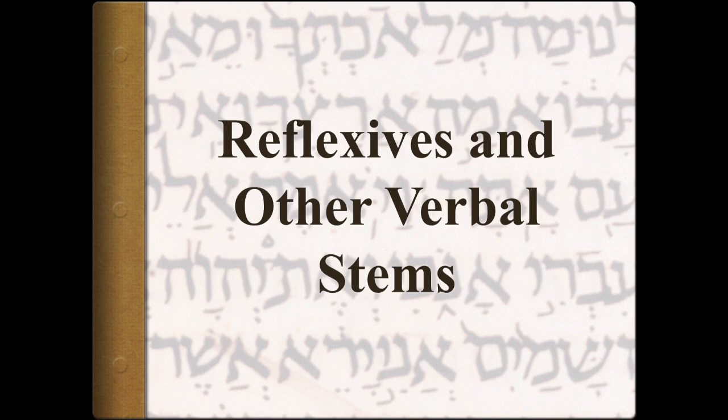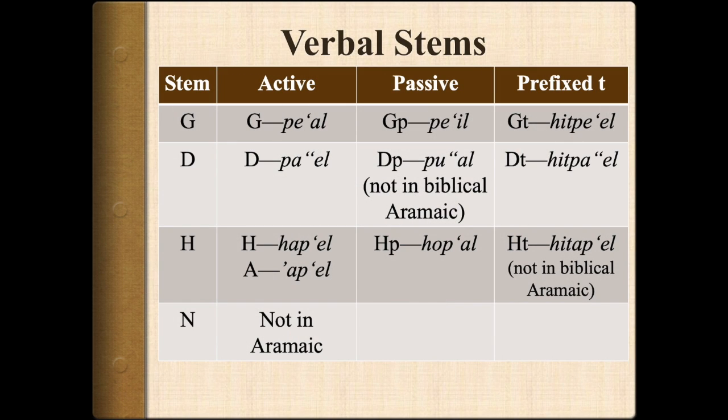In this video, we will deal with the final verbal forms we will be looking at. These are the reflexive and other verbal stems. We have seen before in this chart that the prefixed tav forms occur, whereas in Hebrew there's only one form, and that is the reflexive of the D.